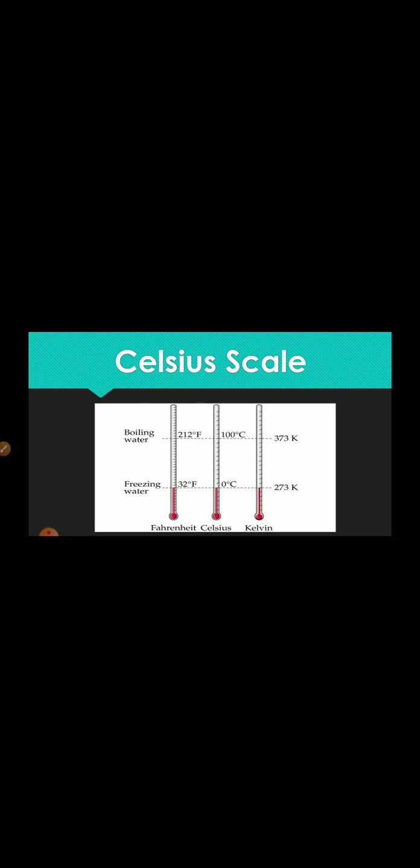So the lower fixed point is 0 degrees Celsius and the upper fixed point is 100 degrees Celsius, and the intermediate region between these two temperatures is divided into 100 divisions, which makes each division measure 1 degree Celsius. That means, students, after 0 degrees comes 1 degree Celsius, then 2 degrees Celsius, then 3 degrees Celsius and so on. And this scale is widely used in laboratories.